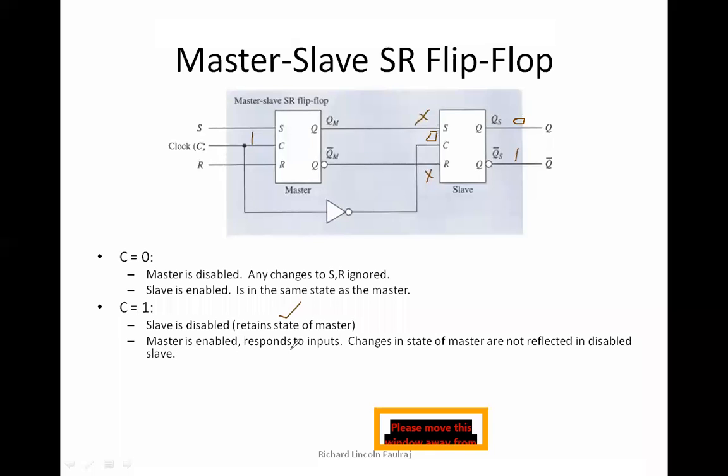Here the master is enabled and responds to inputs. Now it is waiting for inputs. Since the clock is 1, it is waiting and seeing what S is going to be and what R is going to be. It is ready to accept inputs. Changes in the state of the master are not reflected in the disabled slave. Whatever inputs, say for example 1, 0 is given here, I should be getting 1 and 0. Now this 1 and 0 wouldn't pass. It will not pass. Why wouldn't the values pass?